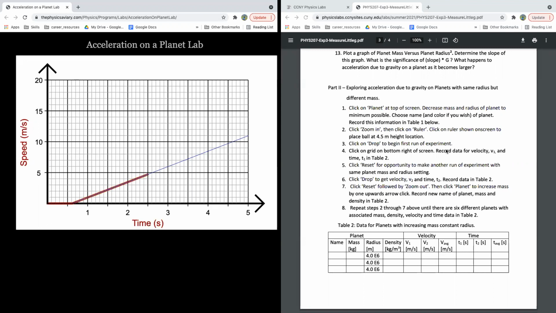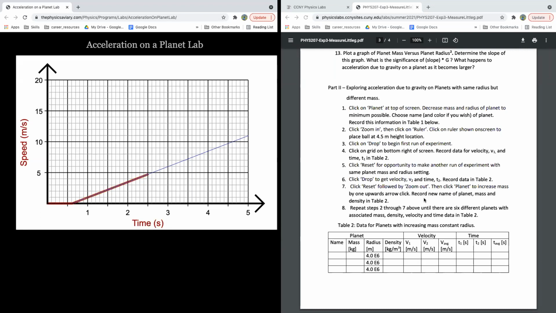Okay, let's see what we define T1 and T2. Record data for T1 and T2. Where's the T1? So this is V1, and this is T1, and this is T2. This is V2. Let me see. Click reset. Drop it as V2. Oh, actually, I think here they want you to measure 2 times.